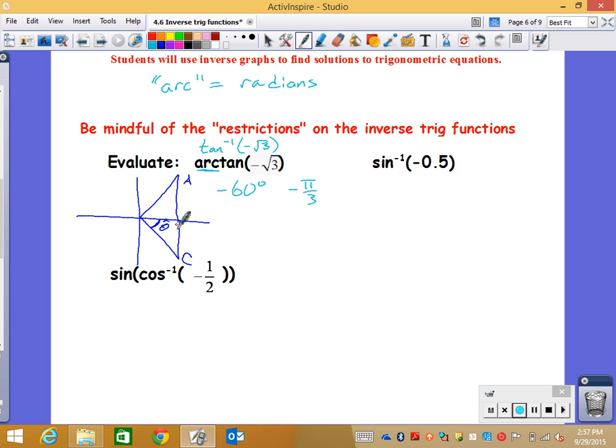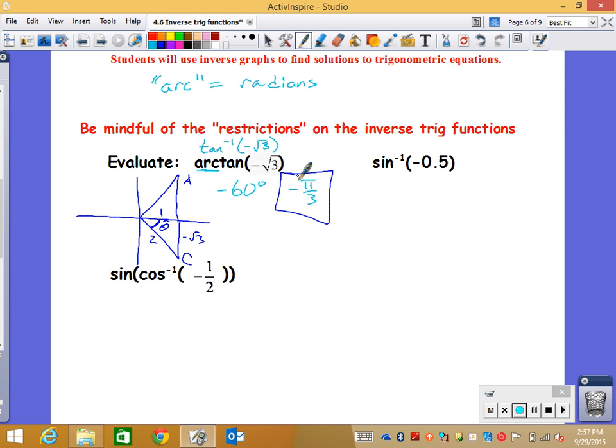Arctangent is opposite over adjacent, so the opposite is negative root 3, and the adjacent is 1. The hypotenuse is 2. And hopefully you recognize that as your special triangle, with theta hat being a 60-degree angle as your reference angle. Since I'm in the negative direction, I get a negative pi over 3.